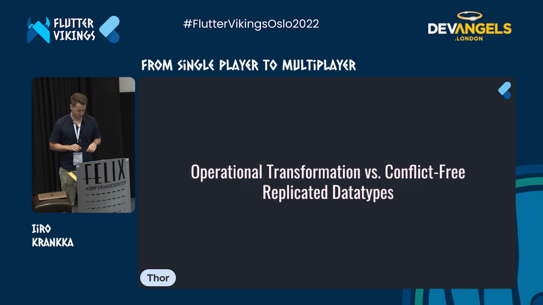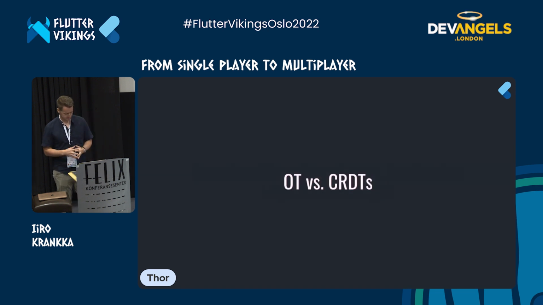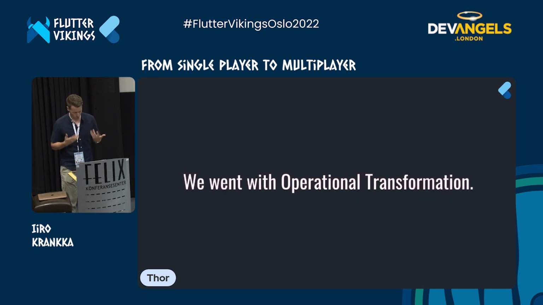We were looking at what the common ways to do this are. One of them is called operational transformation, and the other is conflict-free replicated data types, or OT and CRDTs. We went with operational transformation. It seemed to have more history with rich text editing. I mean, in the JS world there are some editors that do CRDT, but we didn't have experience with OT or CRDTs, so we were like, okay, let's pick one and go with it.